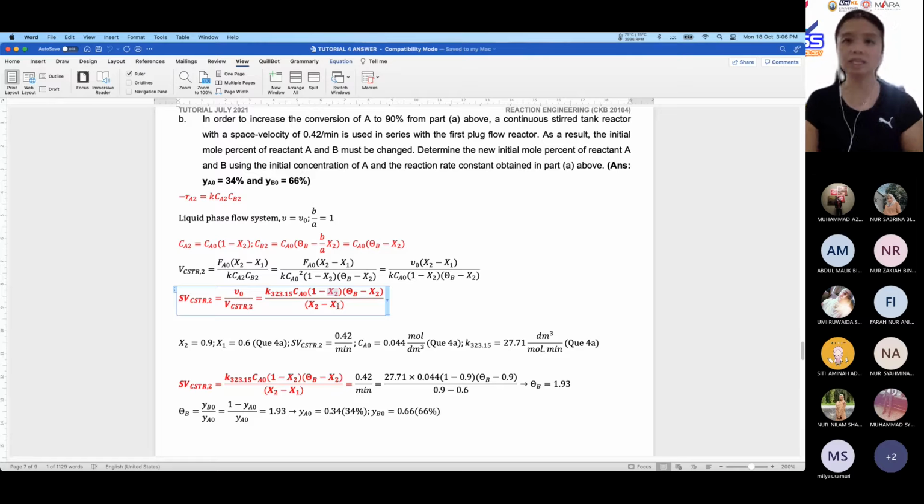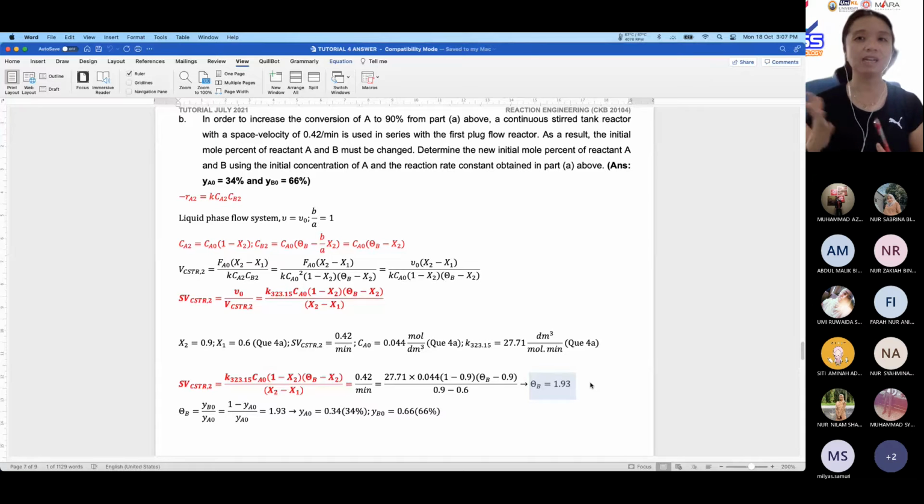X1 is 0.6. So we are left with theta B. So when you solve this, you will get theta B as 1.93. Okay, tapi belum satu lagi. Dia bukan nak suruh kita cari theta B kan. Dia nak kita cari YA0 dan YB0.